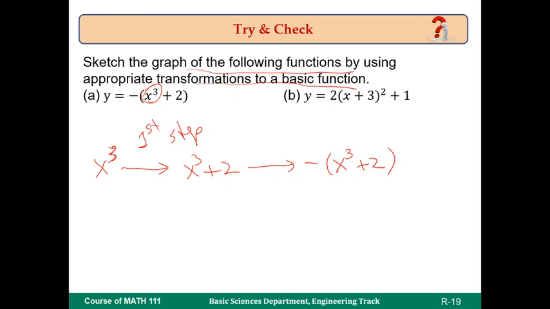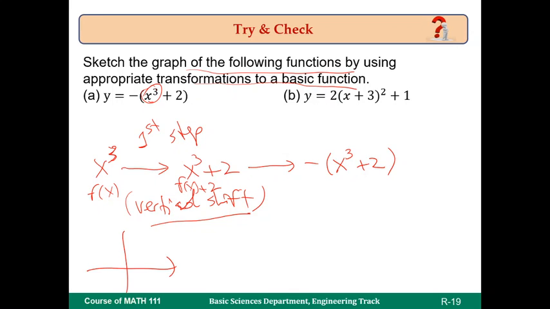Now this is making a vertical shift. If you don't remember this, please go back to the slides and see, because this is the function plus 2. So it means if you have this graph, and we have plus 2 here, we will make it 2 units up. This graph will be 2 units up.